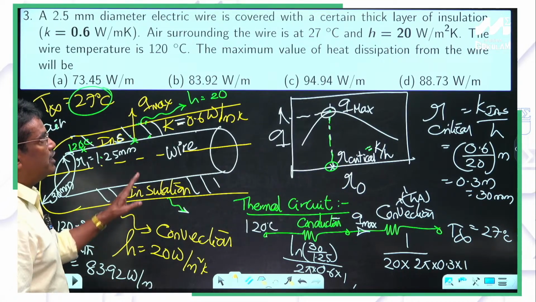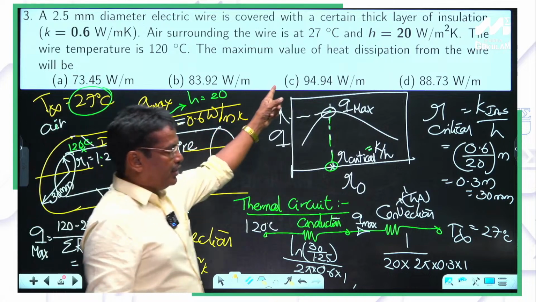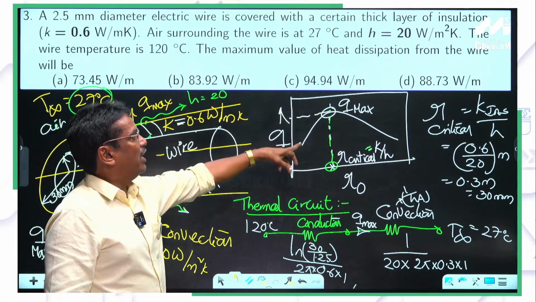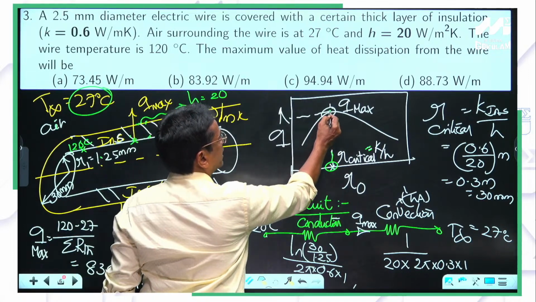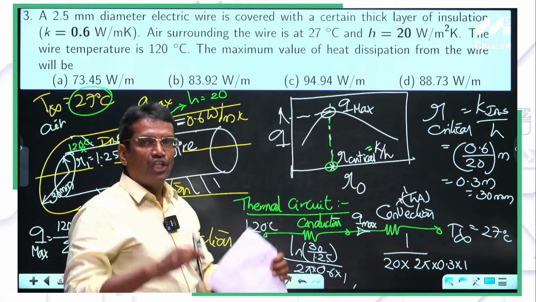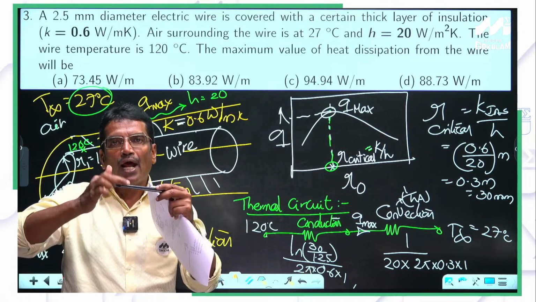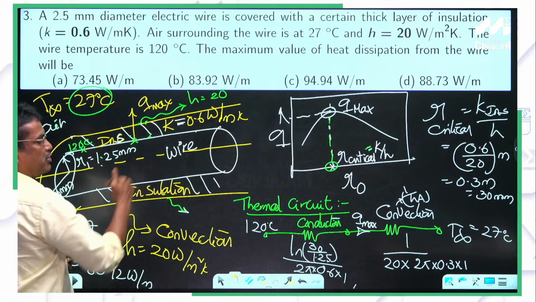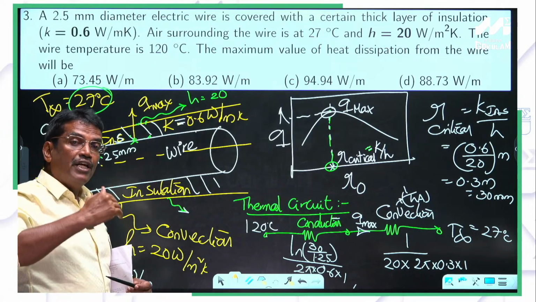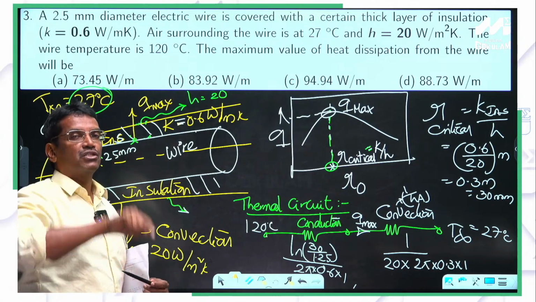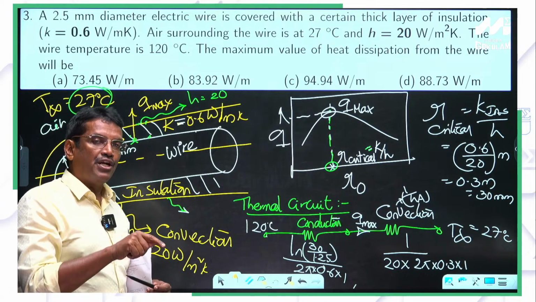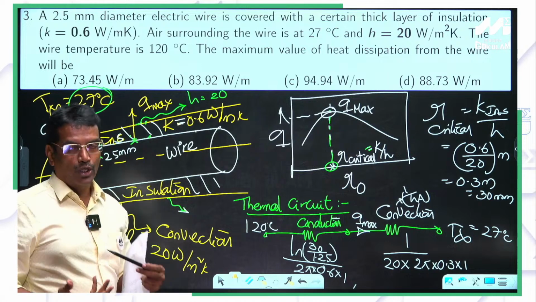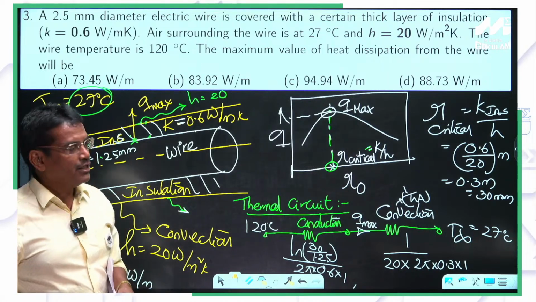So, the concept here is that because he has asked the maximum value of heat dissipation, that word itself tells that we need to calculate the critical radius of insulation. The critical radius of insulation concept is that for thin wires, if you wrap the insulation, it will result in an increase of heat transfer rate instead of a decrease. That is the main concept regarding the critical radius.